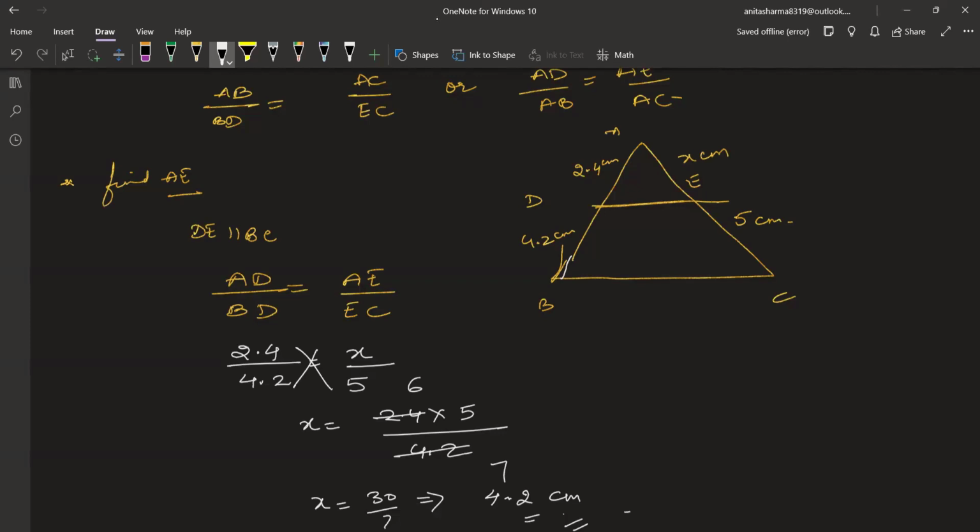So children, your today's homework is that you will revise this BPT theorem. Tomorrow I will take a small test of 5 minutes and I will see your notebooks also. And you will solve question number 1 and 2 from your NCERT textbook. Okay? Exercise 6.2, question number 1 and 2. Repeat the question number again, ma'am. Question number 1 and 2, beta.